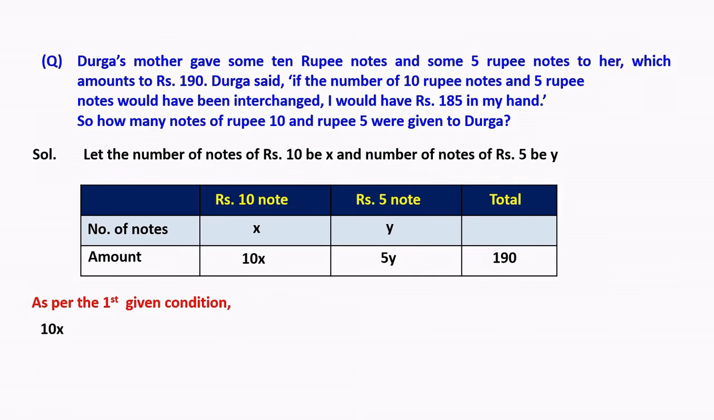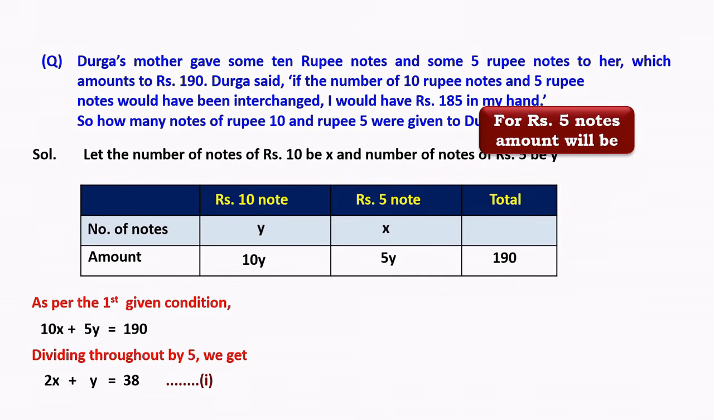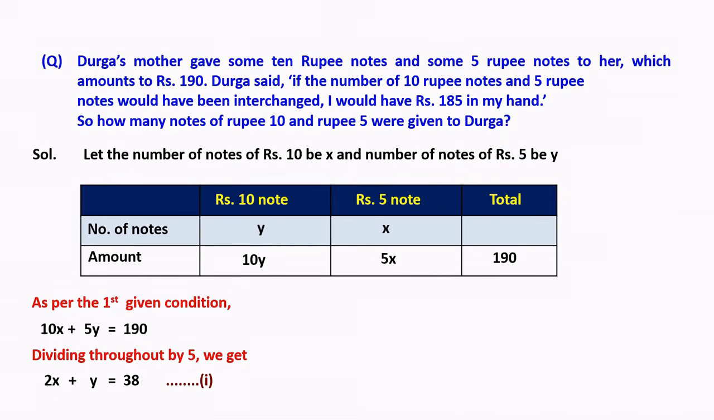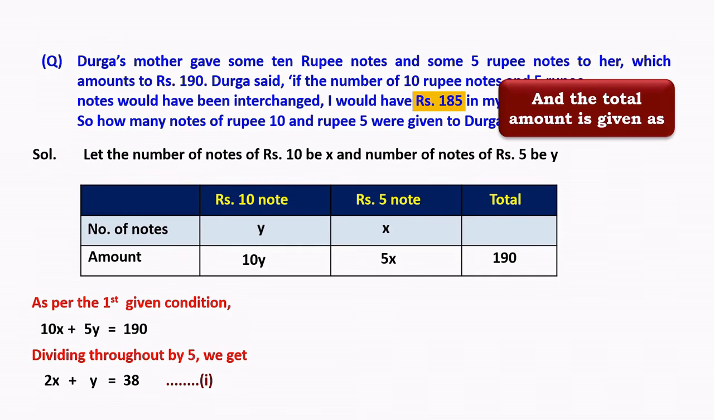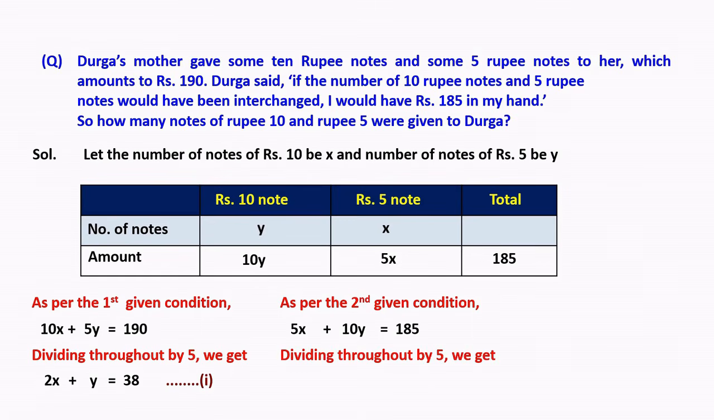So, from the table we get 10x plus 5y is equal to 190. Dividing throughout by 5, we get 2x plus y is equal to 38, equation 1. Now, if the number of notes are interchanged, then the number of 10 rupee notes becomes y and the number of 5 rupee notes becomes x. So, the amount will be 10y plus 5x and it is equal to 185. As per the second given condition, 5x plus 10y is equal to 185. Dividing throughout by 5, we get x plus 2y is equal to 37, equation 2.